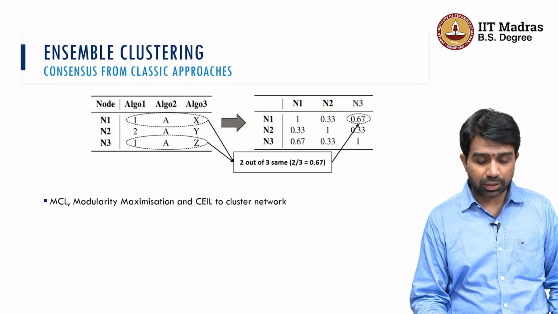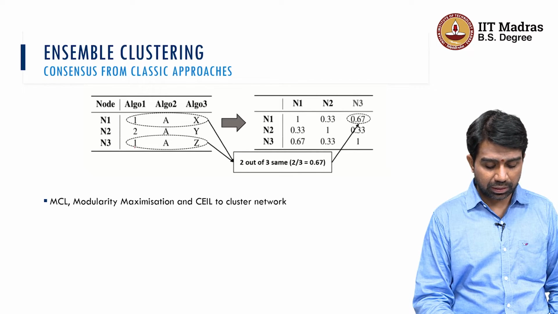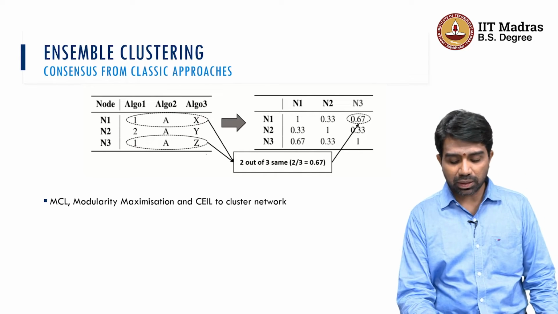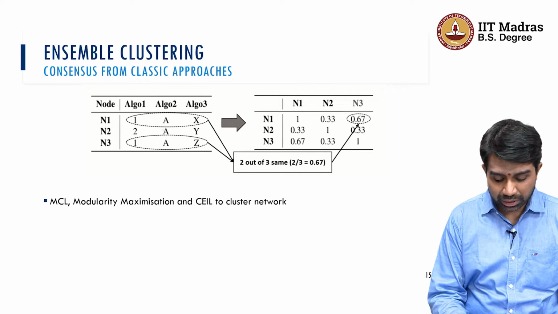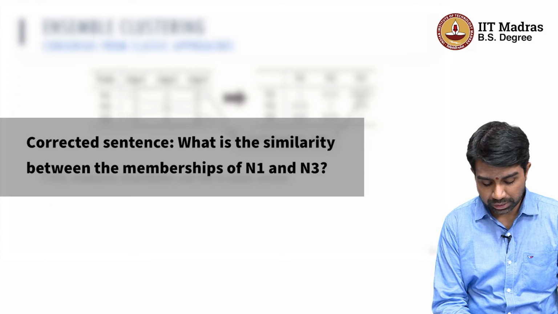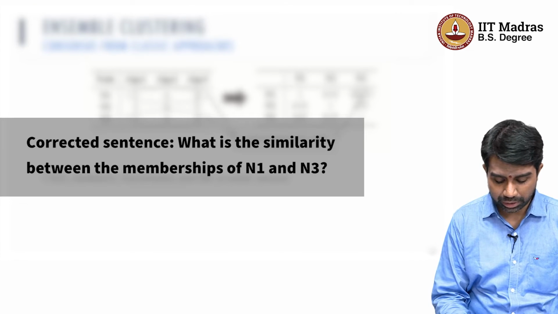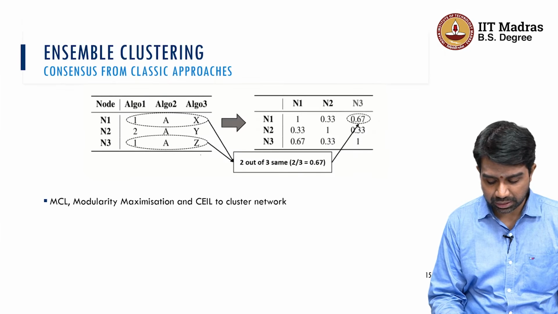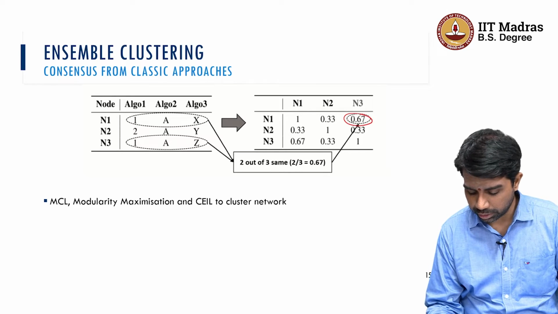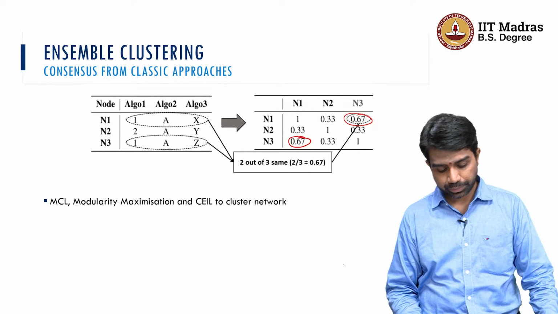So if you see, these three algorithms give three different clusterings or communities. In the first one, N1 and N3 are in the same community. In the second one, all three are in the same community, and in the third one, all three are in different communities. But now I can compute the similarity between these different clusterings. So here, what is the similarity between the memberships of N1 and N2? So 2 out of 3 times it has the same membership. So that is captured here, and this number is put into this square, and obviously into this entry also of the matrix.